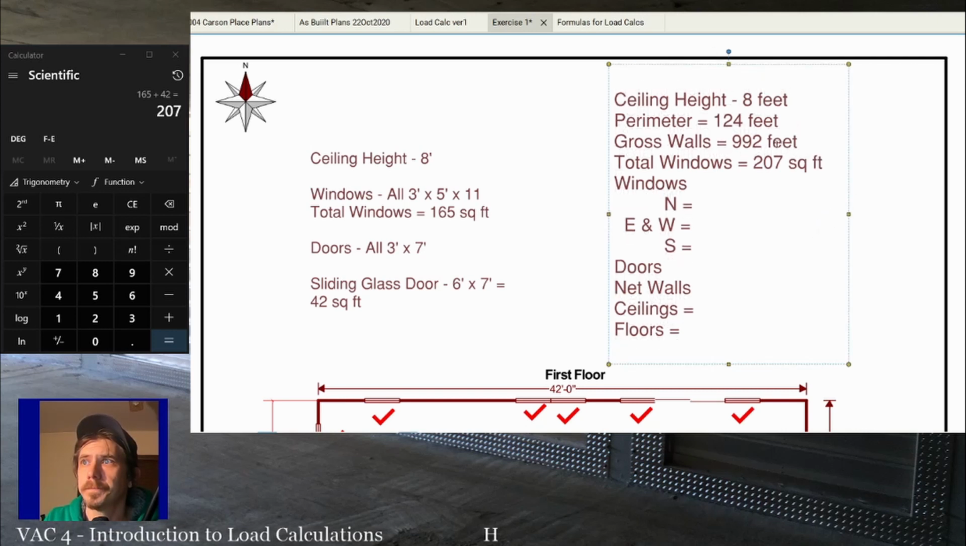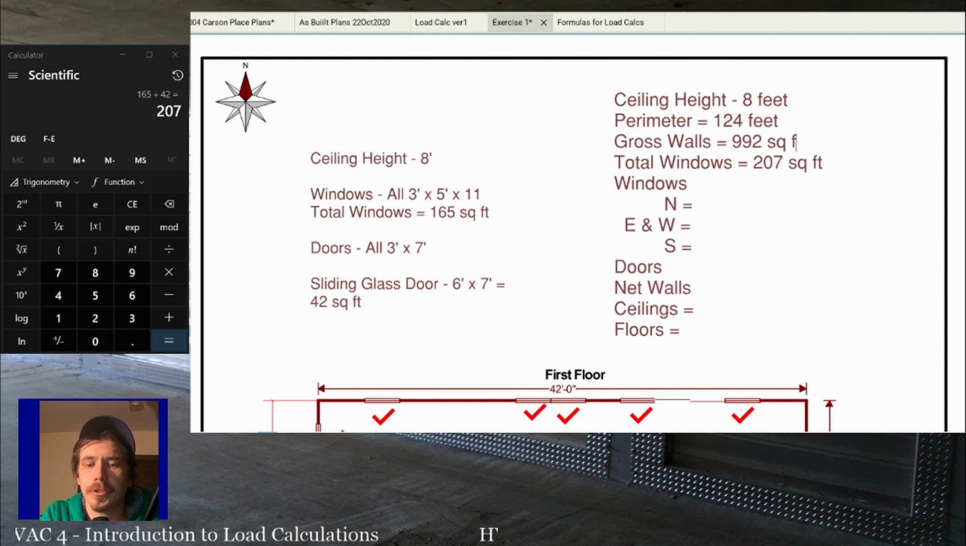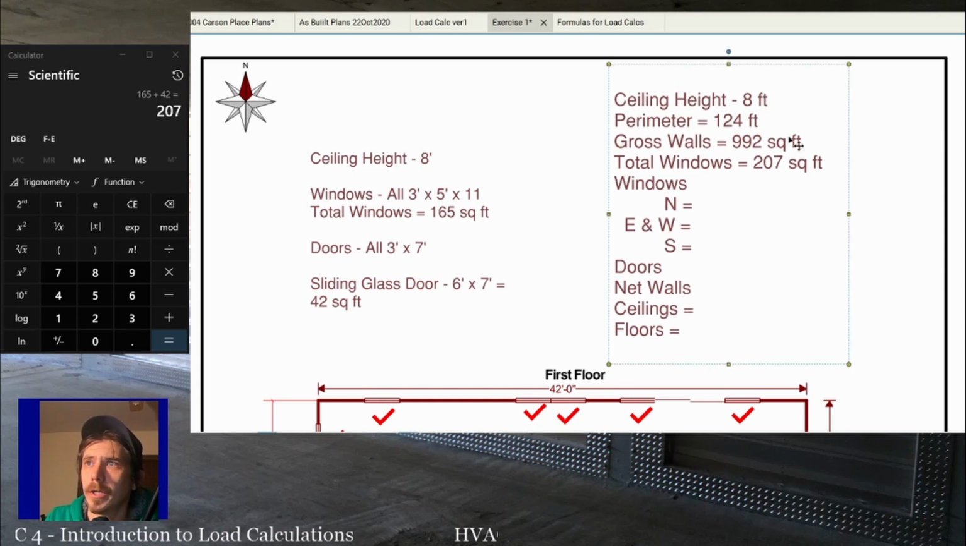Everybody follow? And you should always try and make sure you get your things right. Ceiling height is in feet. Perimeter is in feet. Gross walls is in square feet, and so on and so forth. So we'll make sure we get our units of measurement correct.